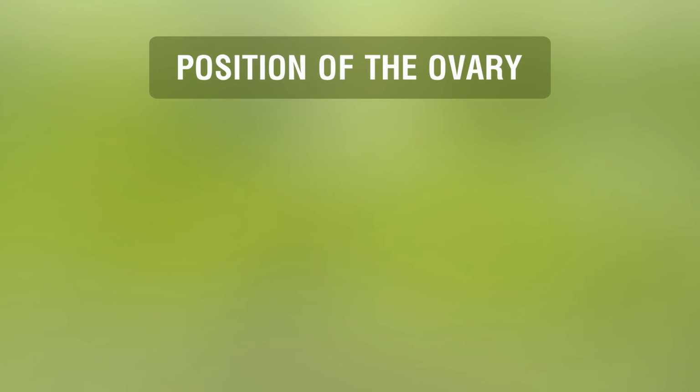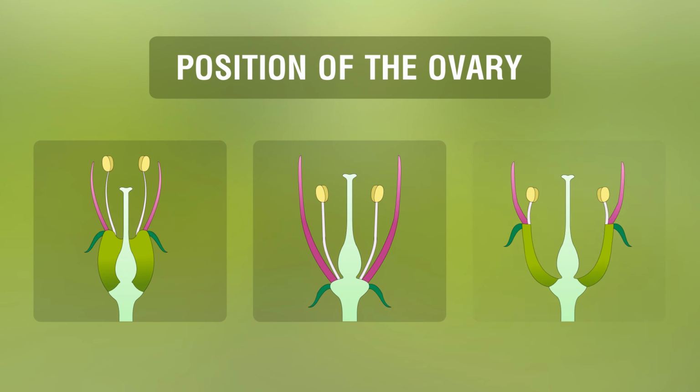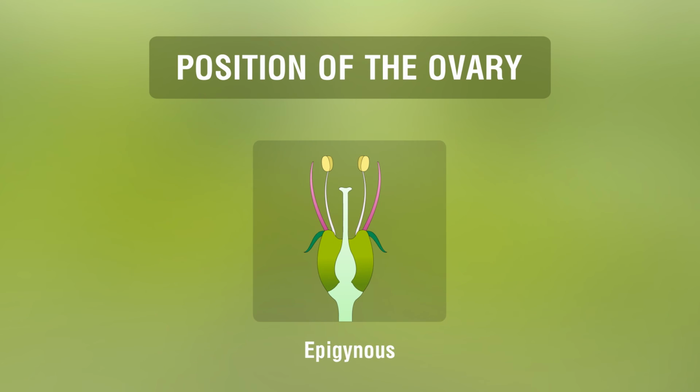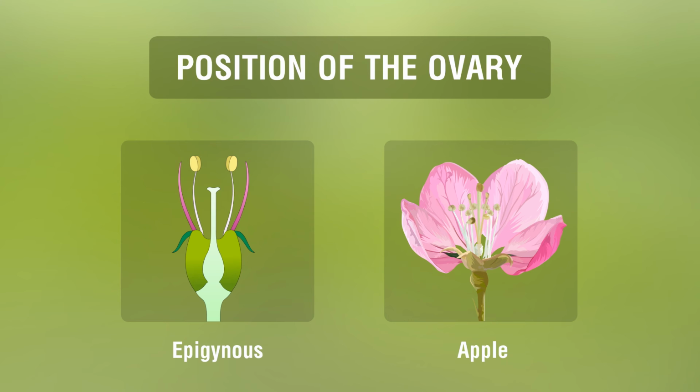Based on the position of the ovary, flowers are categorized into 3 types. They are 1. Epigynous, 2. Hypogynous, 3. Perigynous. Epigynous. The ovary is often said to be inferior and the other floral whorls are superior. That means the ovary is seen below the flower. Example, apple.